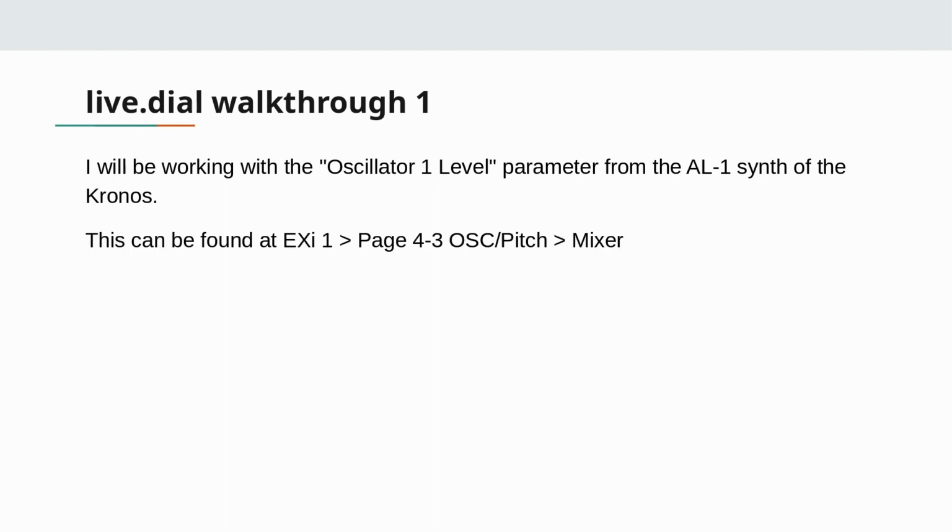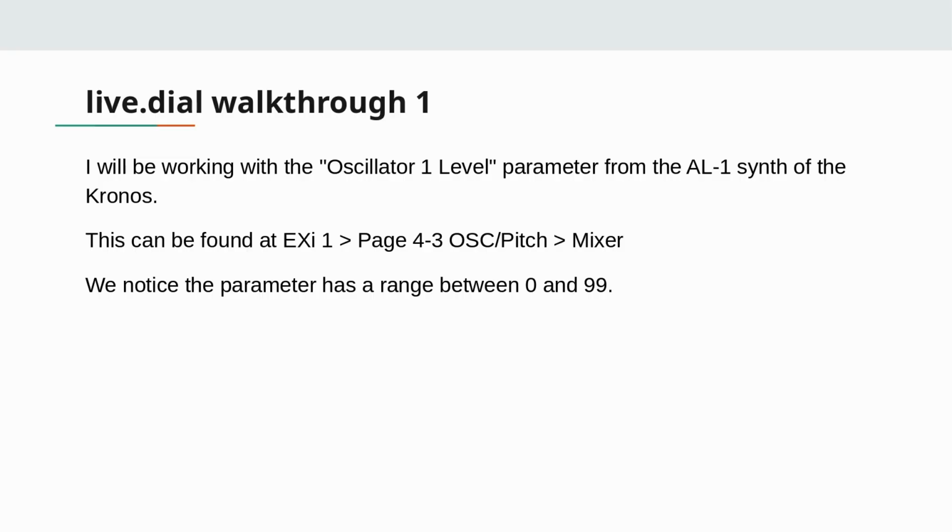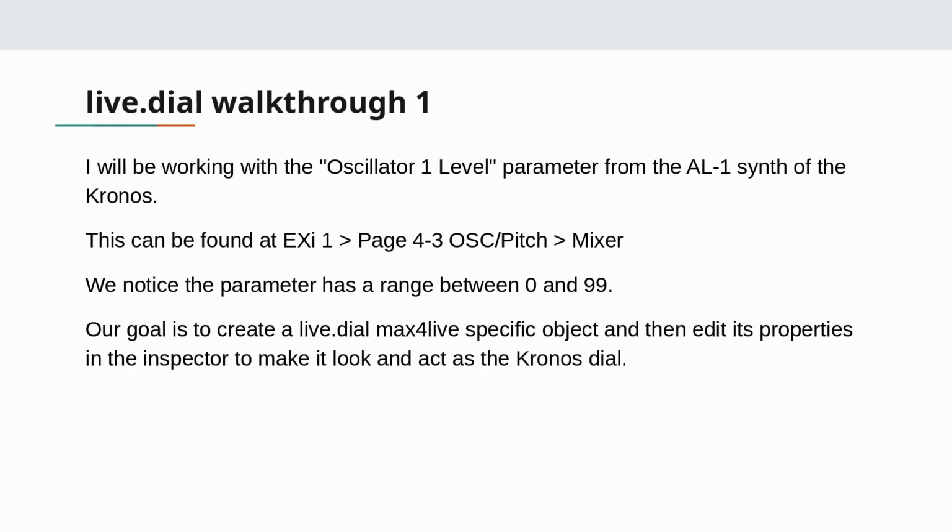I will be working with the oscillator 1 level parameter from the AL1 synth of the Kronos. This can be found at EXI1 page 43, oscillator pitch mixer. We notice the parameter has a range between 0 and 99. Our goal is to create a live.dial Max for Live specific object and then edit its properties in the inspector to make it look and act as the Kronos dial.